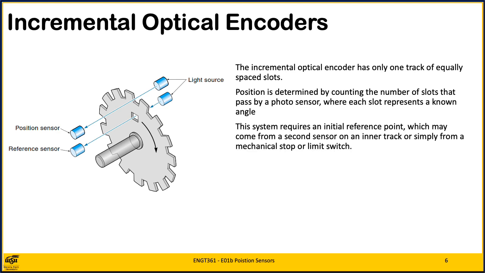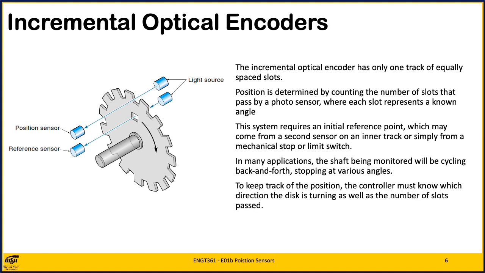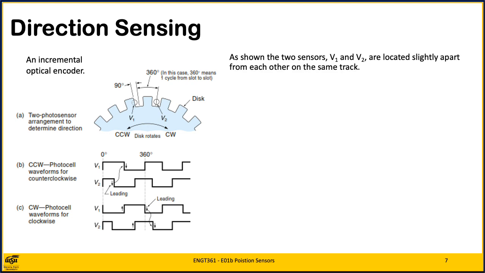In many applications, the shaft being monitored will be cycling back and forth, stopping at various angles. To keep track of the position, the controller must know which direction the disk is turning, as well as the number of slots passed. A single photosensor cannot convey which direction the disk is rotating. However, a clever system using 2 sensors can.